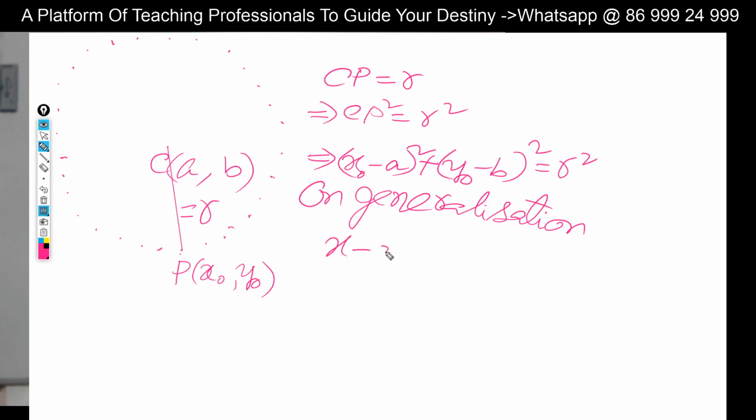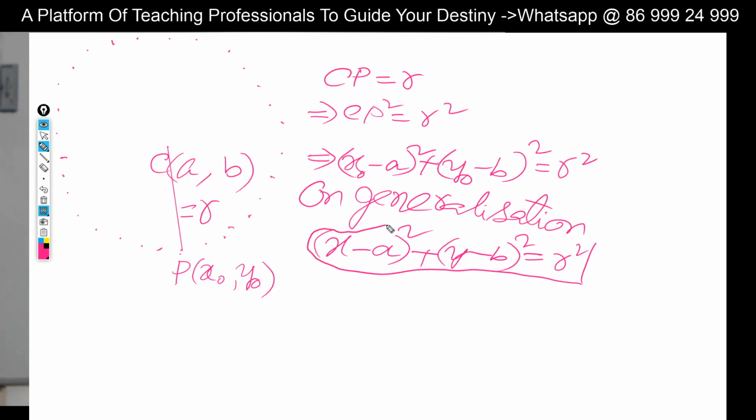On generalization, the equation becomes x minus a whole square plus y minus b whole square is equal to r square. Further, in the topics that are there in coordinate geometry later, you will be getting this as the equation of the circle. So, what is it that we did now? We have taken the definition and that definition is converted to algebraic form as x minus a whole square plus y minus b whole square is equal to r square.